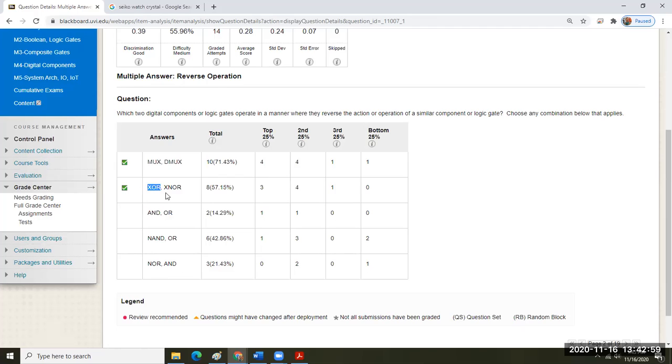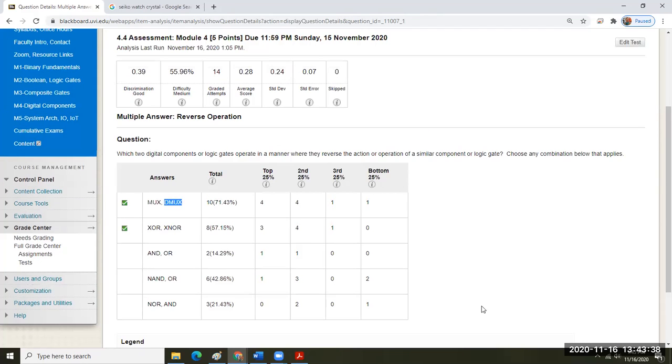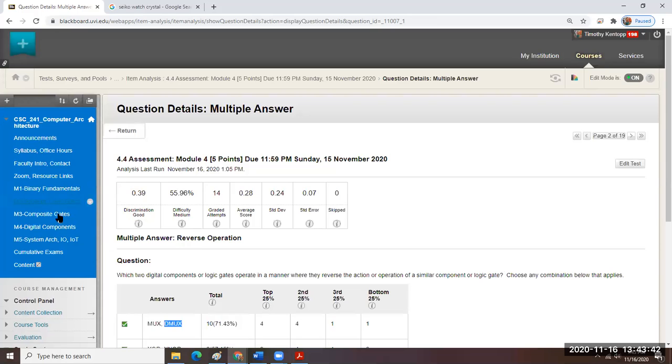The XOR and XNOR are inverses of each other. They're virtual reverse action or operation of each other, and the mux and demux, right? So you're selecting which input and you're selecting which output based on the signal. Any questions about this multi-answer question? We actually went over this, and it's in one of the recorded session videos. Okay. Please keep your eyes peeled. We'll put a reconciliation option out there in Module 4. You'll see it, and you'll have through the end of the week to reconcile any errors that you have.